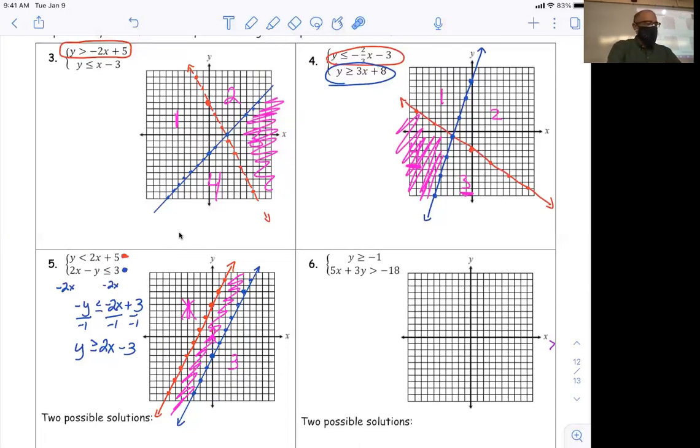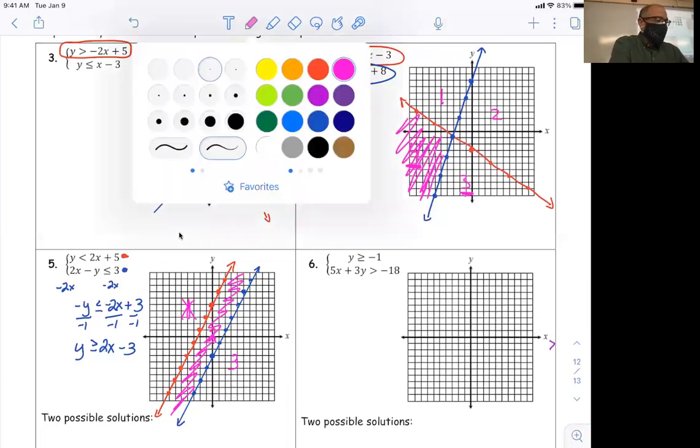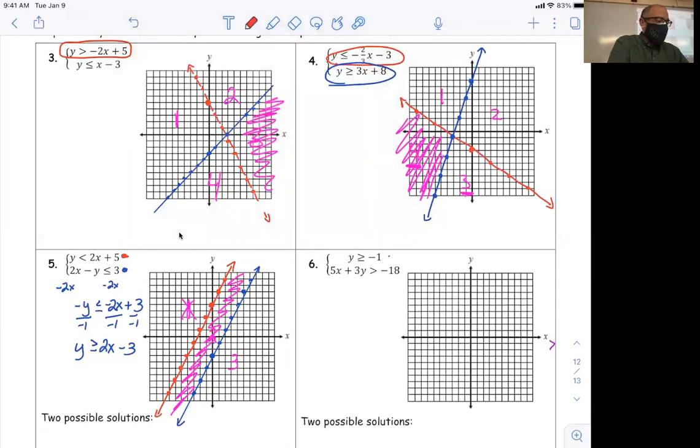One more to go, and then we will call it a day. Now we have to remember, we've only got one variable here. y is greater than or equal to -1. What does that mean? We have to remember this is going to be a horizontal line. It's going to be a solid one.